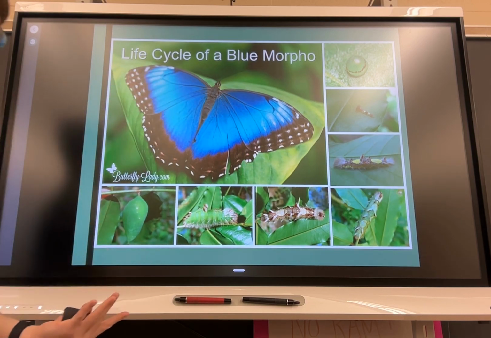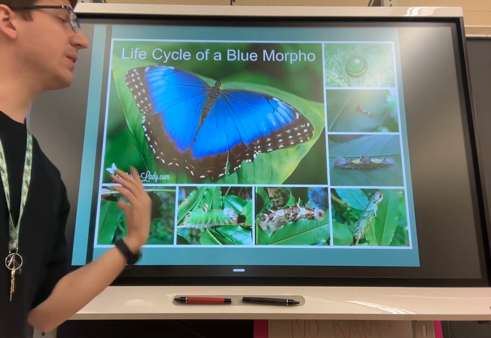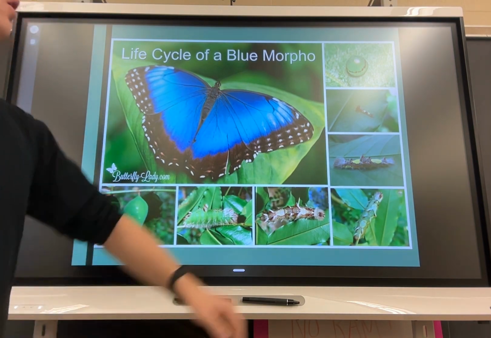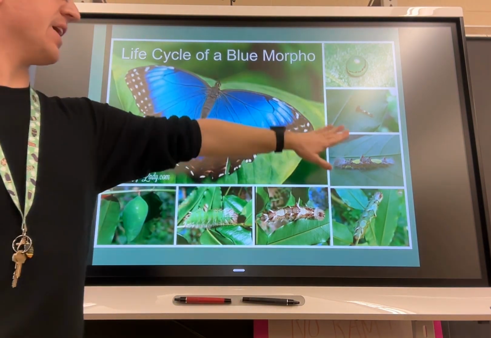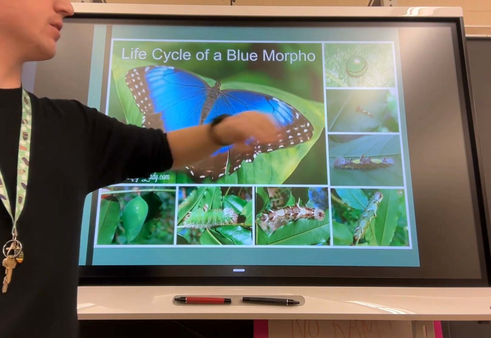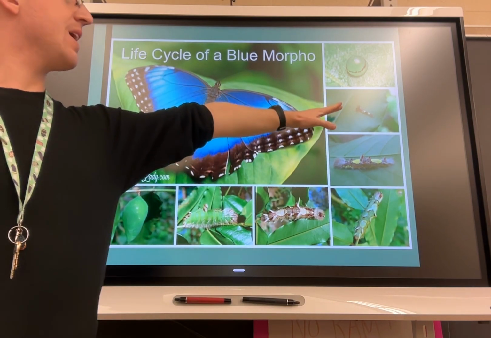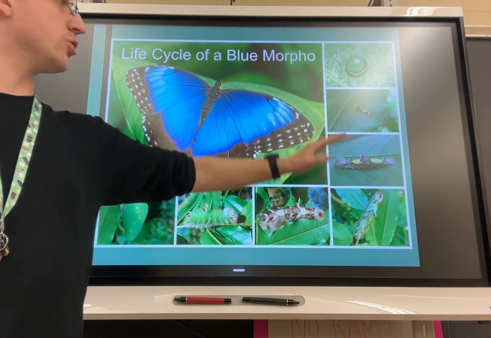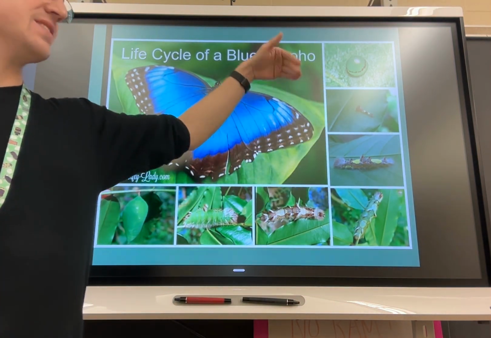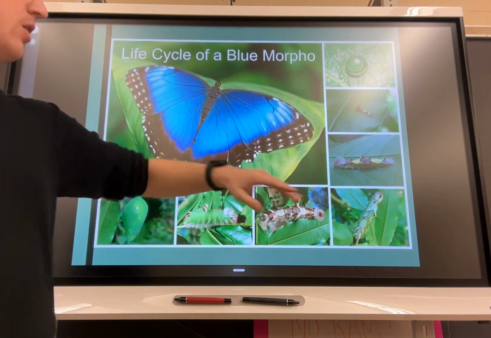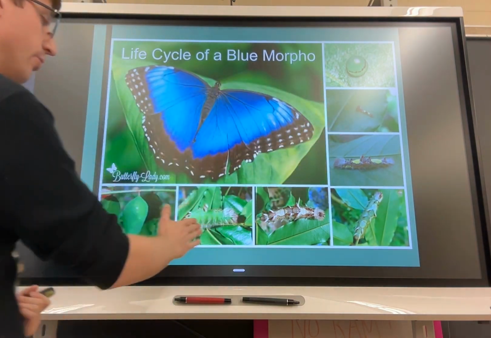So if you've ever raised butterflies, you've probably seen both of these in action. Butterflies hatch out of an egg and start as caterpillars. This is actually a blue morpho from South America. And as the caterpillar starts to get older, and as it eats more, it will get bigger. So this we would consider growth.